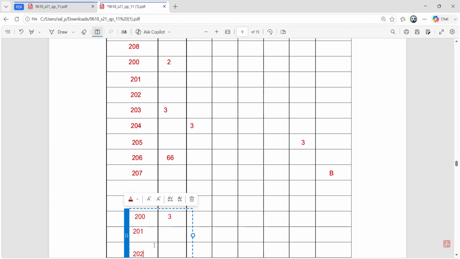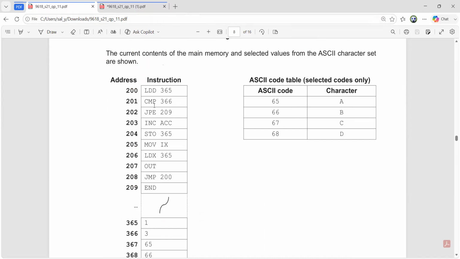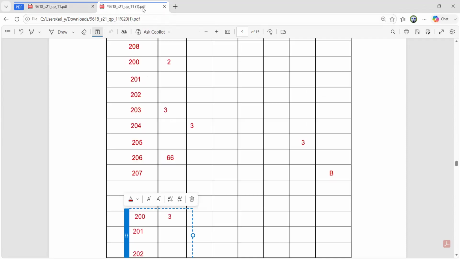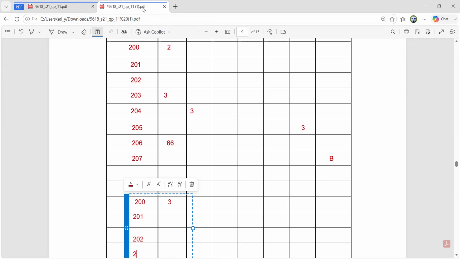So now 202 will be CMP 366. The contents of ACC is 3 and the contents of 366 is also 3. And now the condition is true. The comparison is true. So that is why it will jump to 209, and that is going to end your program. So that means after 202, you can simply mention 209, and that is the end of your program.